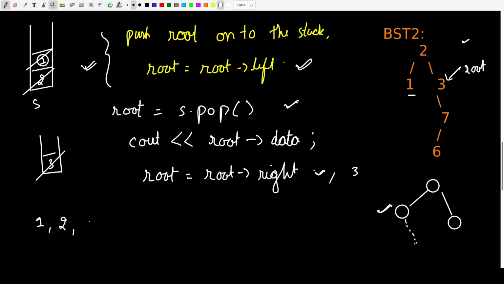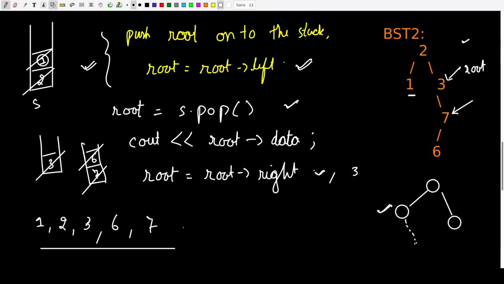So root becomes equal to 3, and this is what we are going to print over here. Then again we are going to update root equals to root of right. So this comes over here. So 7 will be pushed onto the stack, and since left of 7 exists, we are going to push 6 onto the stack, and then we are going to pop an element from the stack. So 6 will come over here, and again we are going to pop an element from the stack. So in this way, if you see, we have performed the in order traversal.